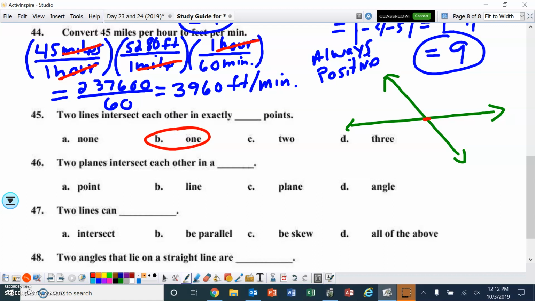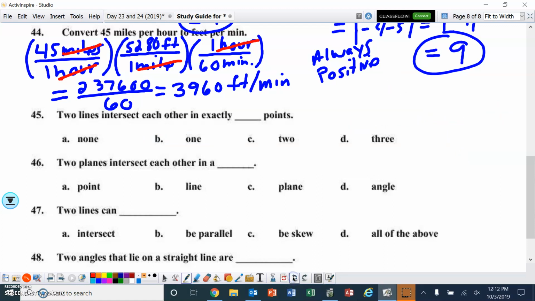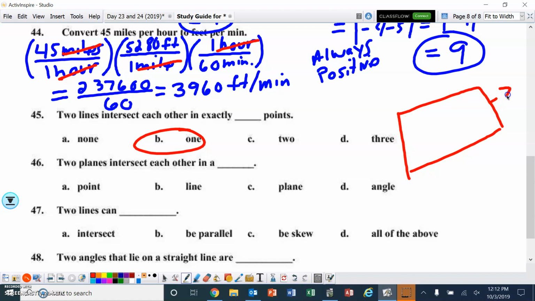Two planes intersect each other. Okay, well, that's a little bit more difficult to draw. So let's see if I can even attempt to do this. Remember a plane, okay, is a flat surface that goes on forever. So like if I had, let's say that is a plane, and again, it's going on forever. It's a flat surface. And then I have another plane that intersects it.